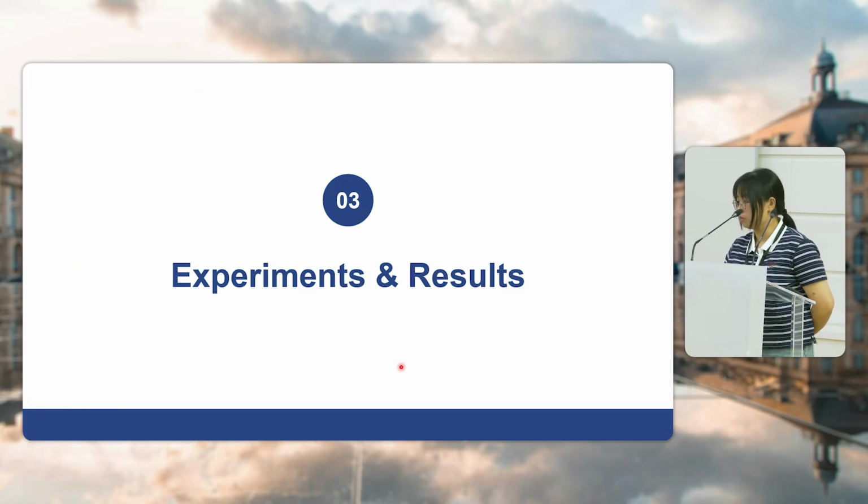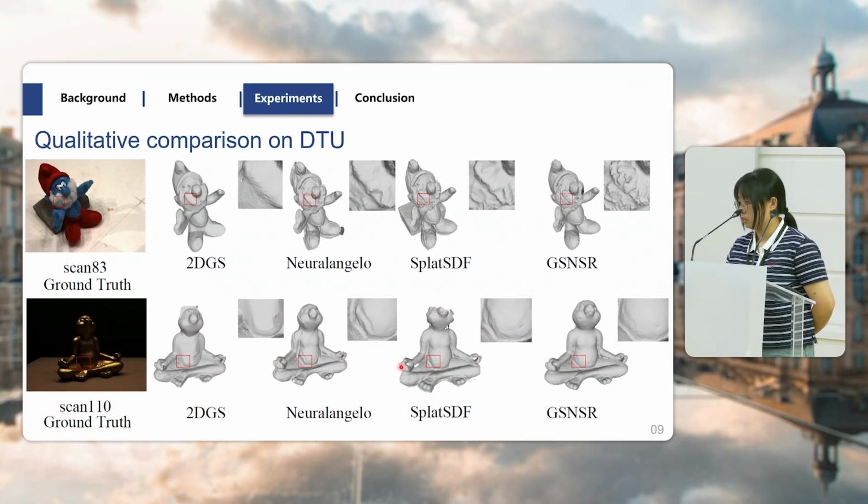Now let me show some results. Here is the qualitative comparison on the DTU dataset. On scan 83, the door's beard is a high frequency detail, and we recover it more completely. On scan 110, we recover clear boundaries and a smooth contour.